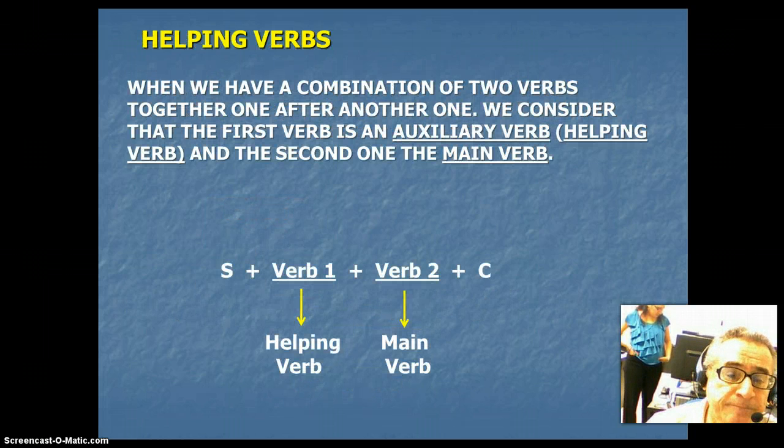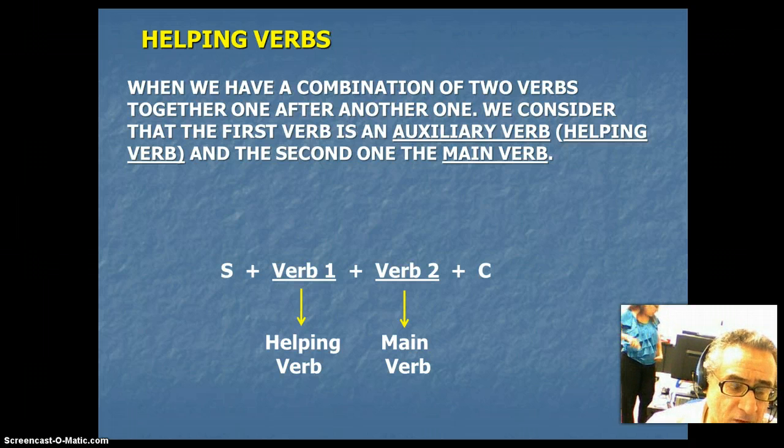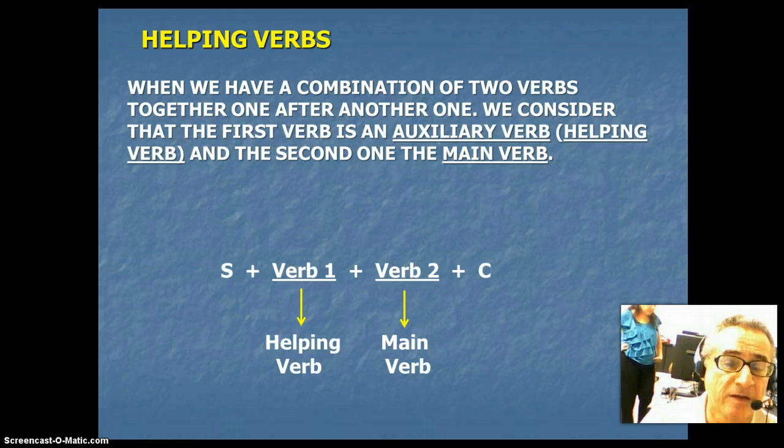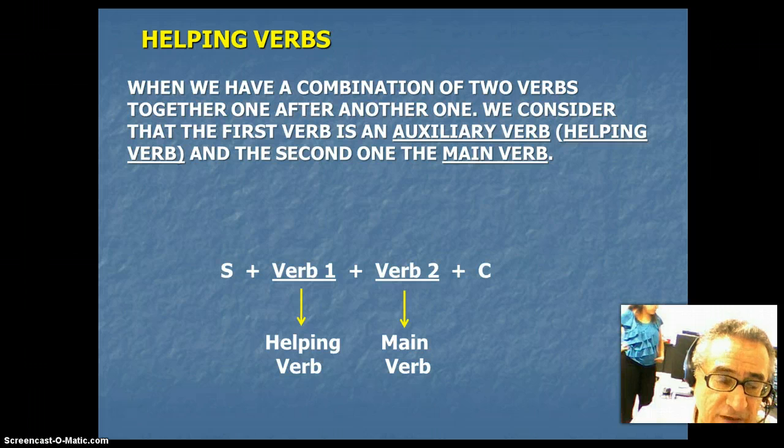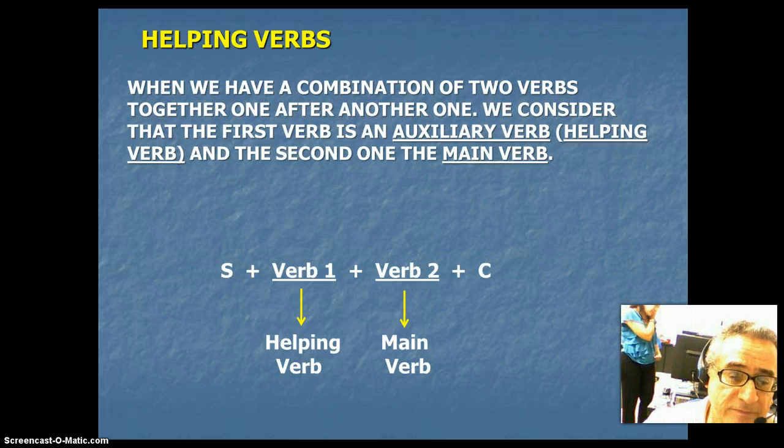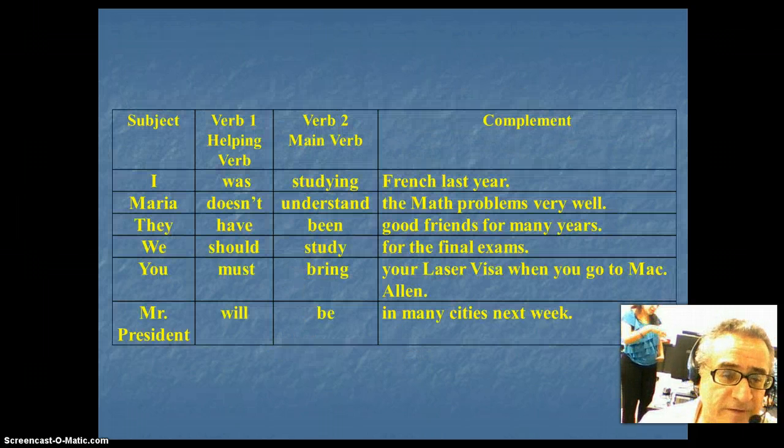Okay? Now I'm going to talk about helping verbs. When we have a combination of 2 verbs together, one after another, we always consider that the first verb is an auxiliary verb, and we usually call it auxiliary verb or helping verb. And the second one is the main verb. So look at the diagram. We have subject plus verb 1 plus verb 2 plus complement.